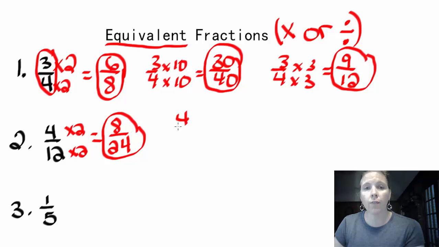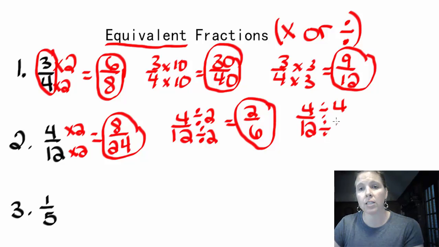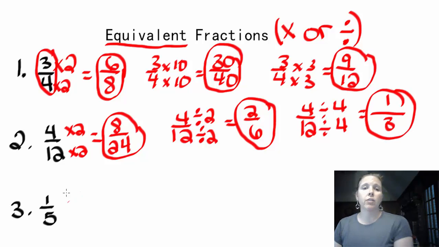Or you could do 4/12 and divide by 2. And that's going to give you 2/6, which is also the same thing. You could also divide 4/12 by 4, because that's the greatest common factor. 4 goes into both of these, so it's going to reduce it all the way to 1/3. Whoops, that 3 looks a little funny. Okay, so you're reducing it all the way to 1/3. So again, 1/3, 2/6, 8/24, 4/12 are all the exact same.